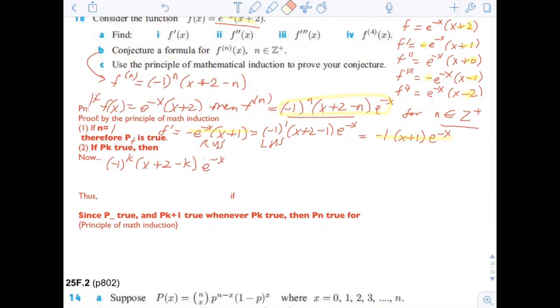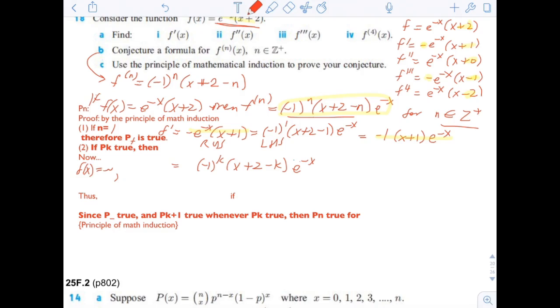Oh, I'm sorry. I forgot to write the derivative. So the derivative, f of x equals blah blah blah. You just consider the first expression, right? The kth derivative of that is going to equal that expression. Okay, so we assume that's true.